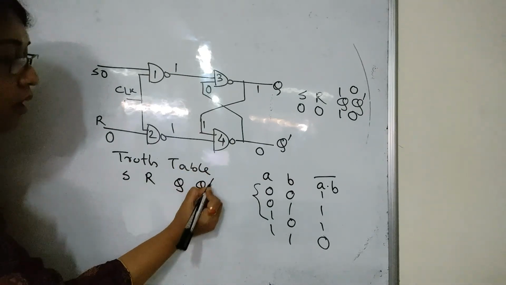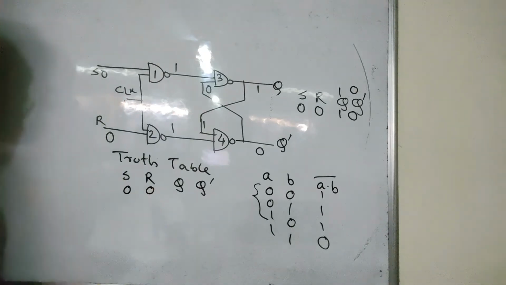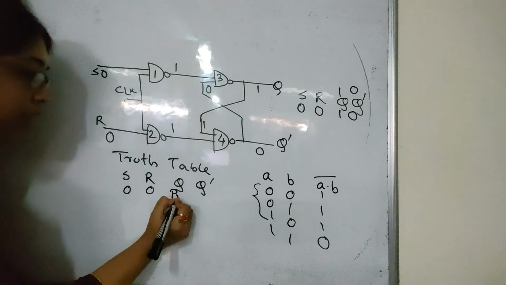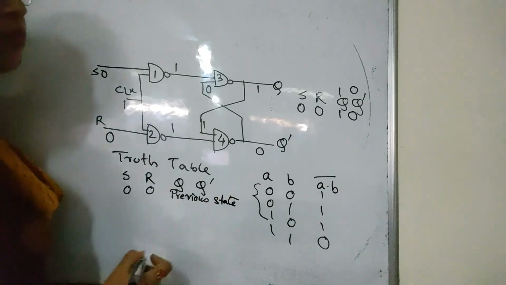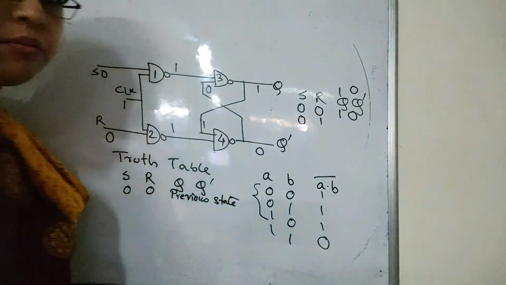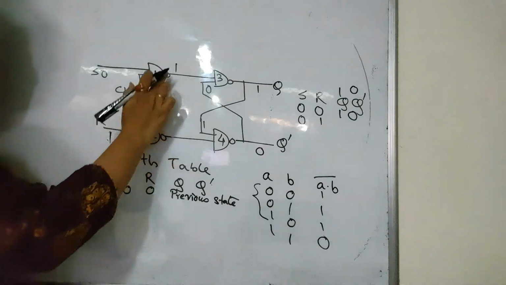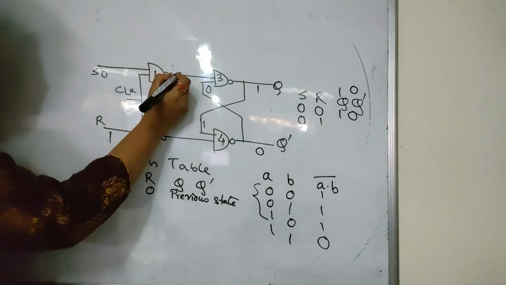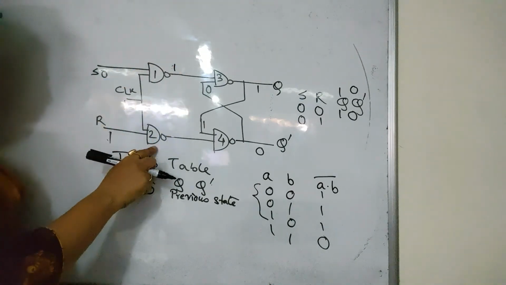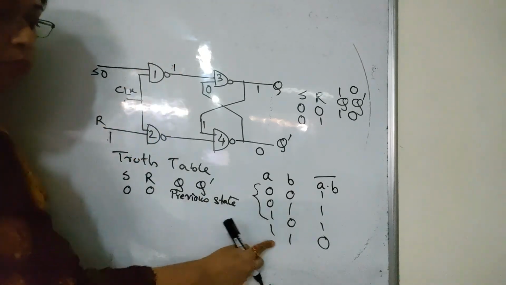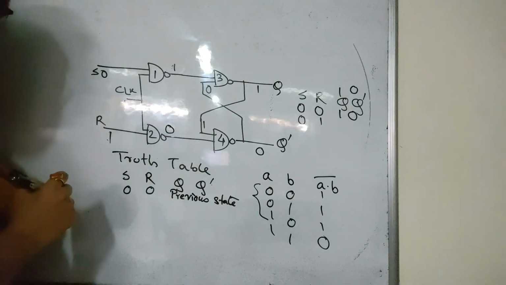Just like the previous SR flip-flop using NOR gate, whenever S and R values are 0, 0, we get the previous state. S0, R1. If we have S as 0 and R as 1, then NAND gate number 1 is going to give us an output of 1, and NAND gate number 2, when both the inputs are high, gives an output of 0, so NAND gate number 2 is going to give us an output of 0.